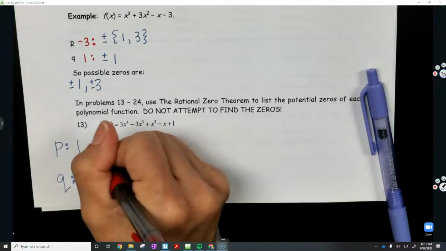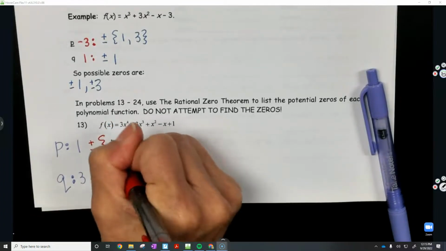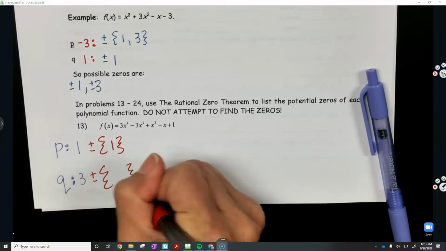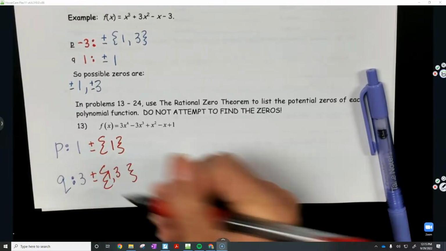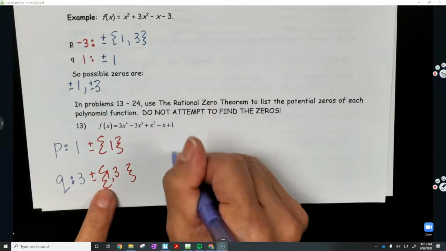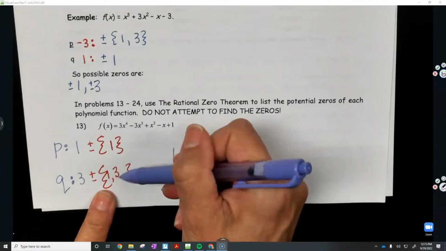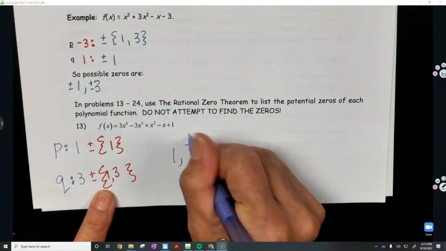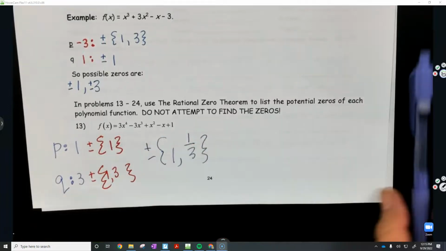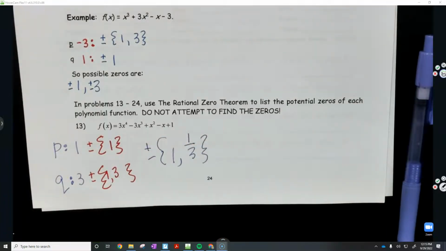Now, the only numbers that multiply together to make the P value are 1. The only numbers that multiply to make the Q value are 1 and 3. P divided by Q. 1 divided by 1 is 1. 1 divided by 3 is 1/3. And we want all the positives and all the negatives. Those are the only answers for that.